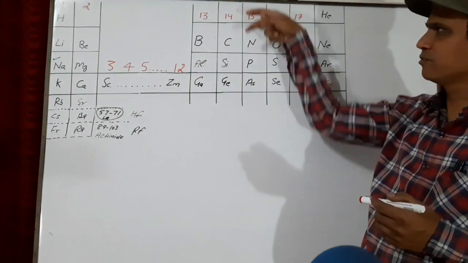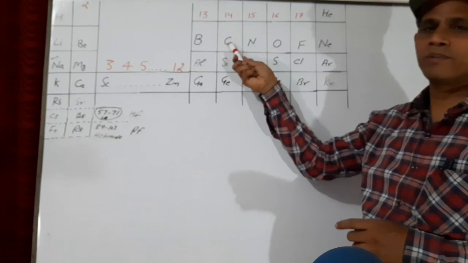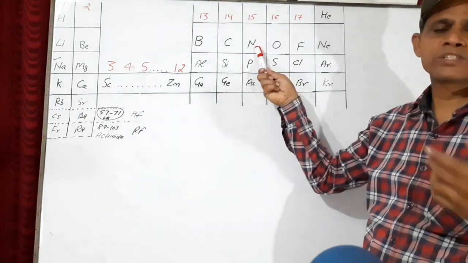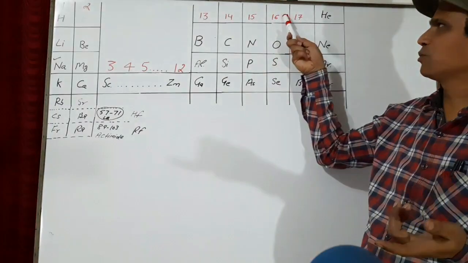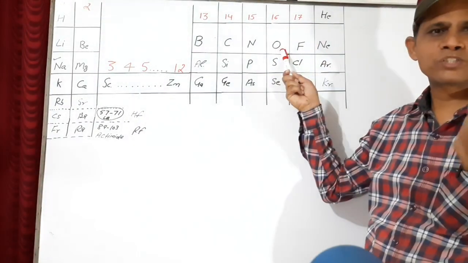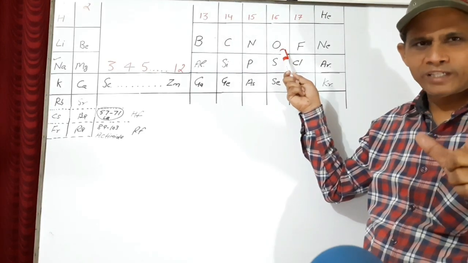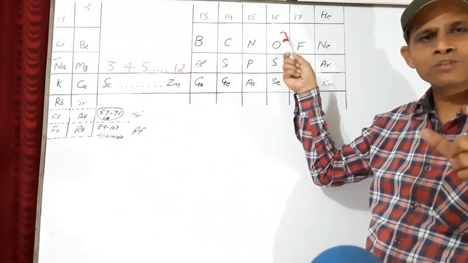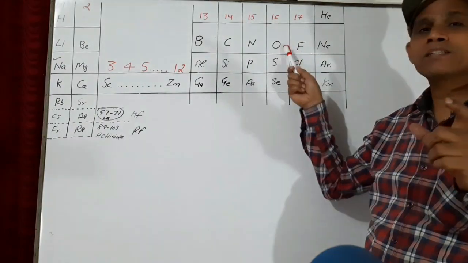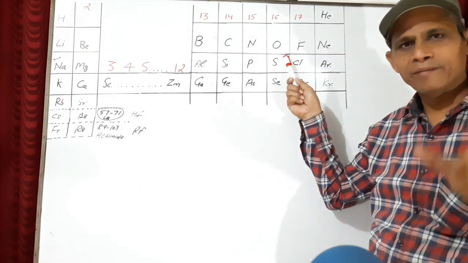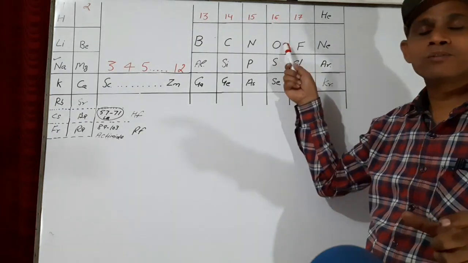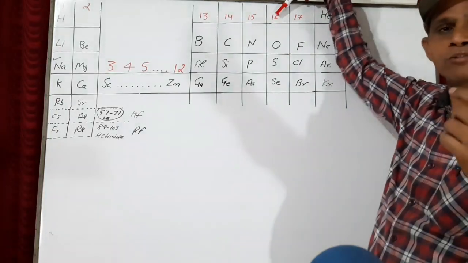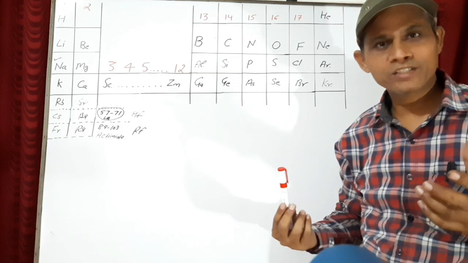Group number 14, the first element is carbon, this is the carbon family. Group number 15, the first element is nitrogen, this is called the nitrogen family. Then group number 16, the oxygen family. But this is an important family. Why? Because the elements of this group form ore. So these elements are ore forming elements. Hence these are also known as chalcogens.